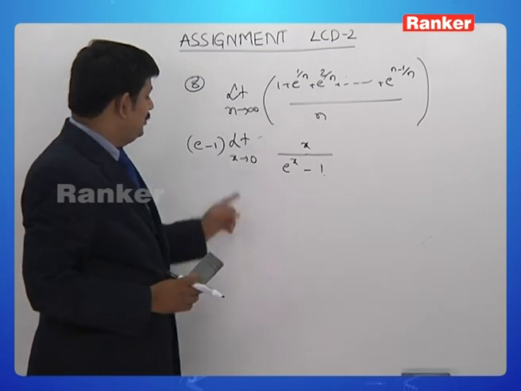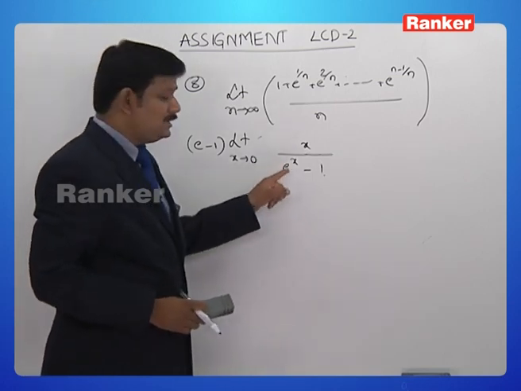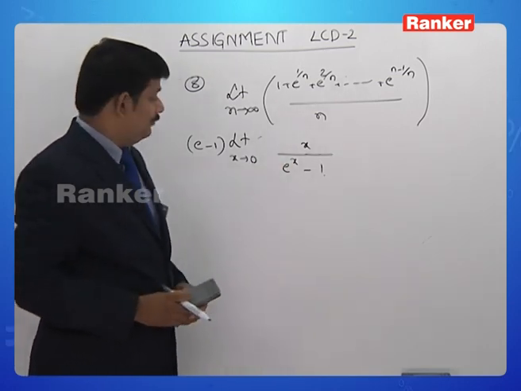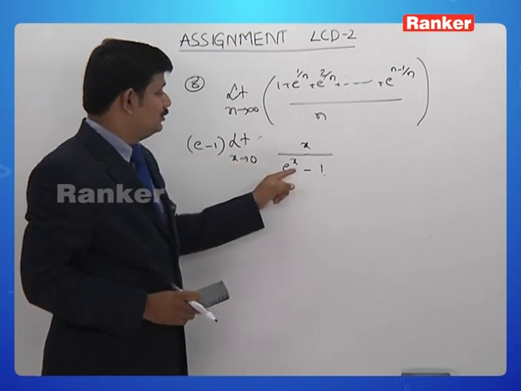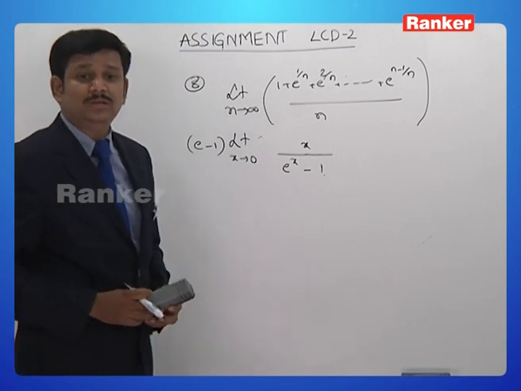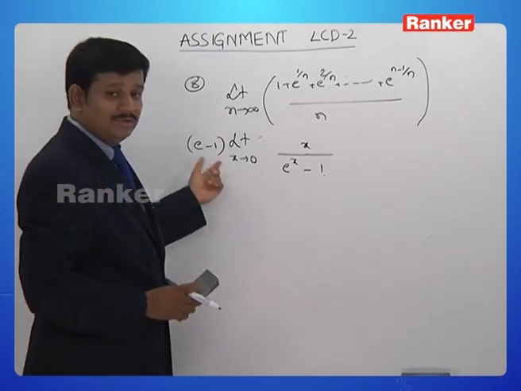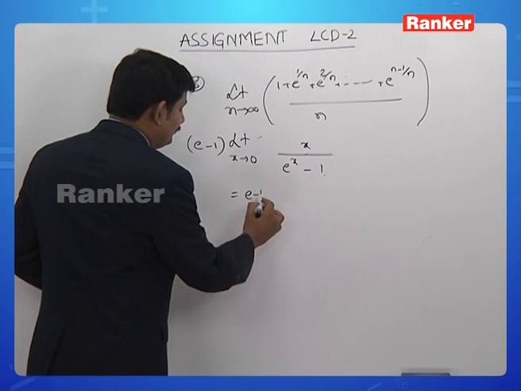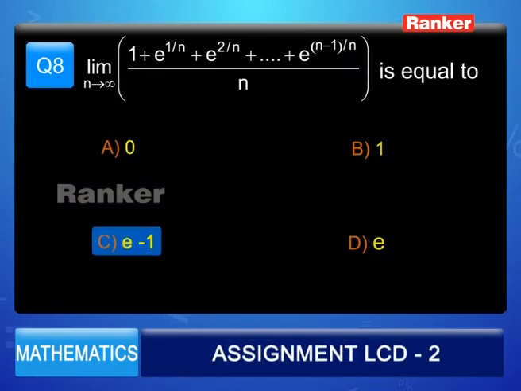It is limit x tending to 0, x by e power x minus 1. We know this is a standard limit, limit x tending to 0, e power x minus 1 by x is 1. So, its reciprocal will also be 1. So, we are left with answer e minus 1. This limit will be e minus 1, which is option C.